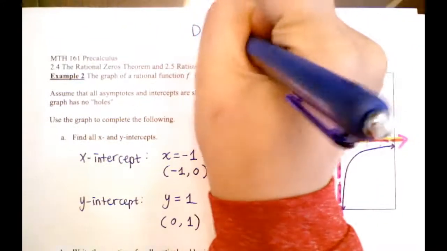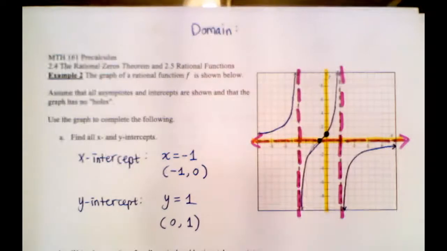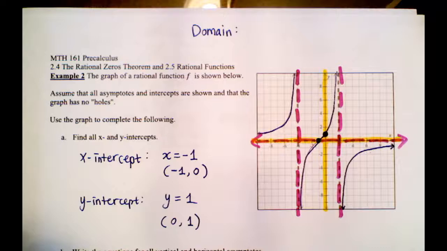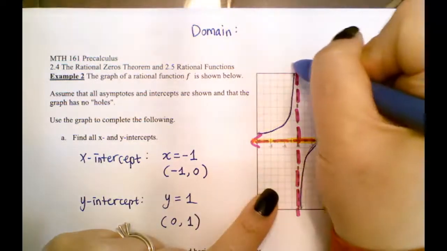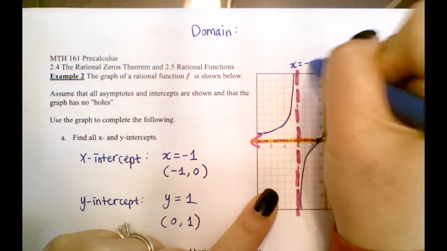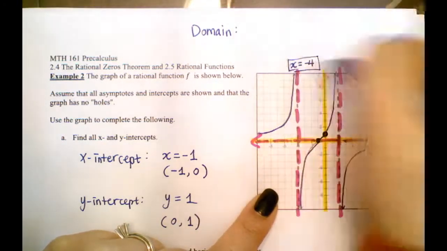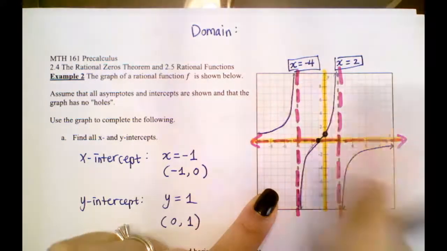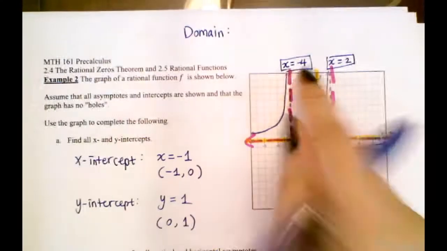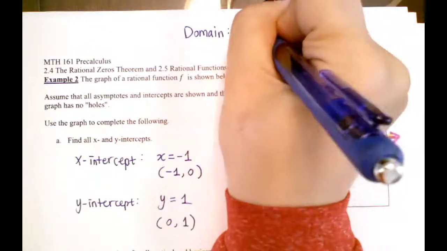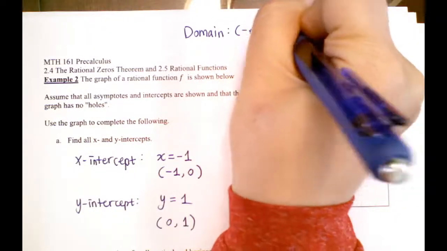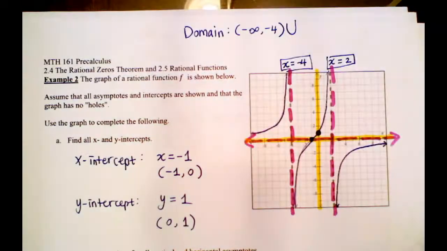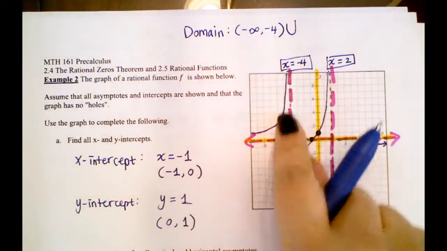So here's the domain. In order for you to find the domain of a rational function, use your asymptotes. Now, there is the vertical asymptote at -4 and another vertical asymptote at x equals +2, okay? So everything to the left of -4, how do we write that? That's going to be from -infinity to -4. Close the parenthesis and draw the union symbol. So that's everything to the left of -4.